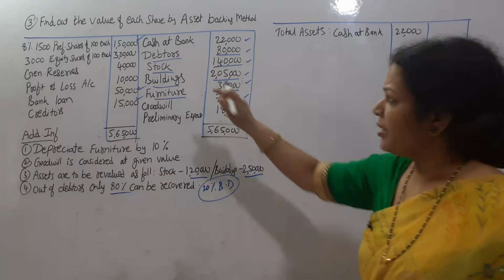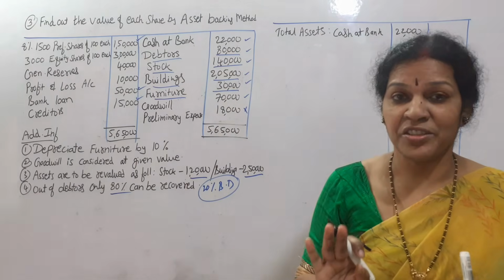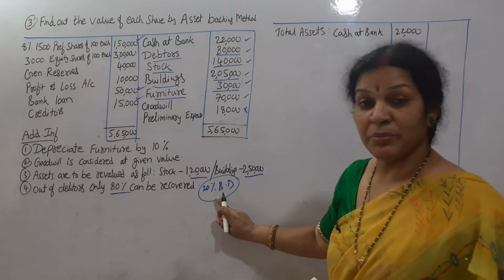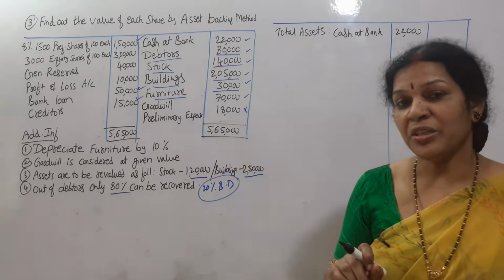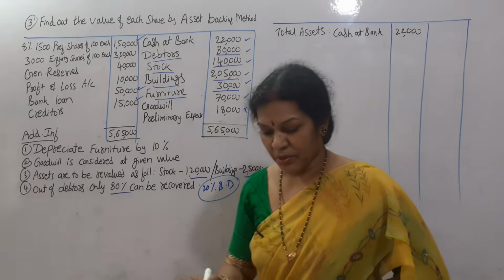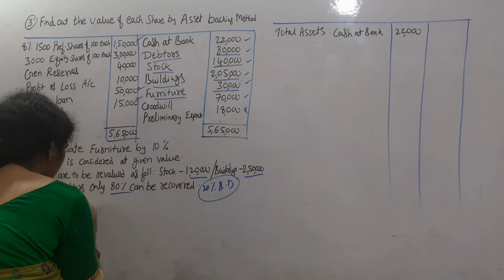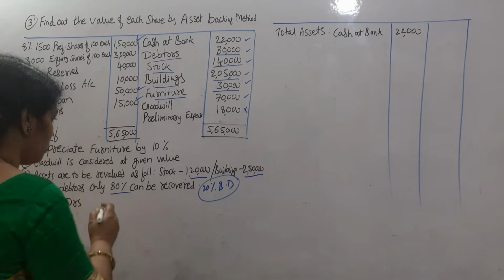Next, debtors. Debtors I have underlined, which means there is an adjustment. When an adjustment is there, we have to do it. What is the adjustment? 20% is bad debts. You can show it in the working notes. If you want, you can show the calculation of bad debts in working notes.